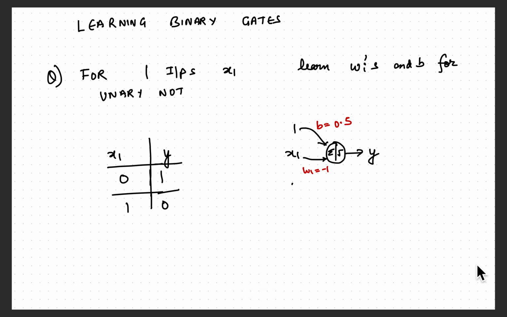Okay, I assume that you stopped the video and thought about the solution. This is again a fairly simple question, and we can choose W1 to be minus 1 and B to be 0.5. Thus, when x1 is 1, the summation wi xi plus b becomes minus 0.5. Thus, the output is 0. And when x1 is 0, then the summation wi xi plus b is 0.5, and thus the predicted output is 1.